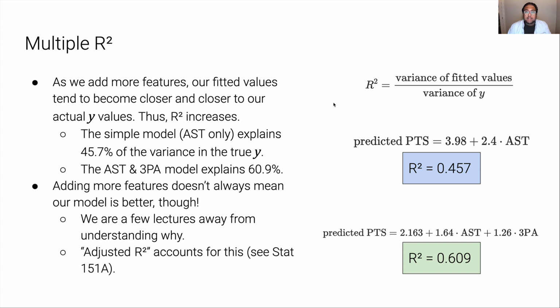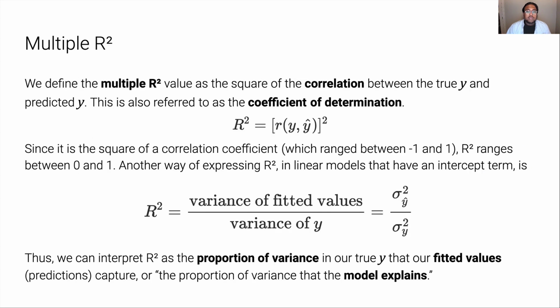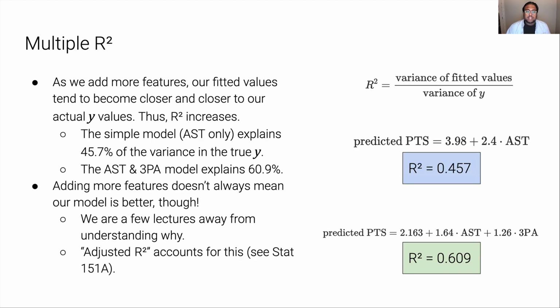In the case of our NBA models, the simple linear regression model that just used assists had an R squared value of 0.457, meaning that it was only able to explain 45.7% of the variation in the true points values. The model that used assists and 3-point attempts was able to explain 60.9% of the variation in the true points values. Now, I didn't explicitly mention this, but both these multiple R squared values and these root mean squared error values are things that you can calculate using the supplemental notebook that's provided with this lecture.